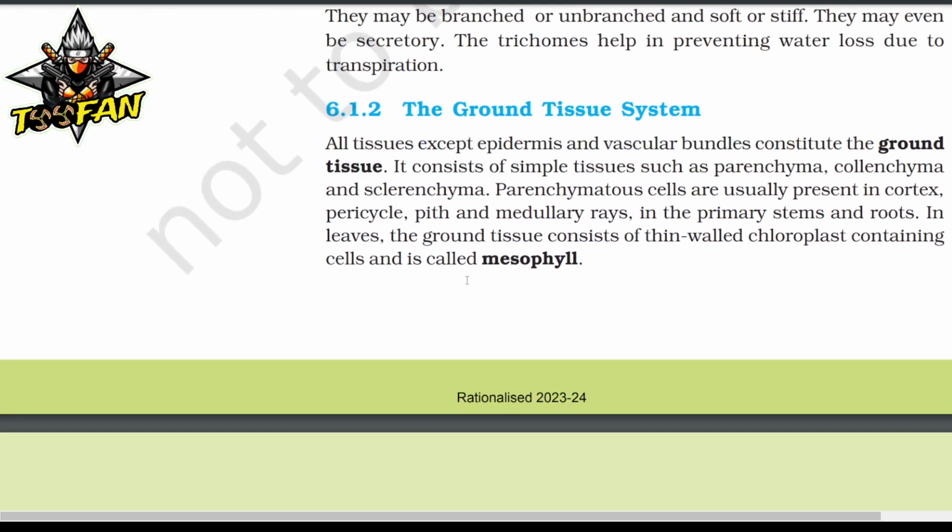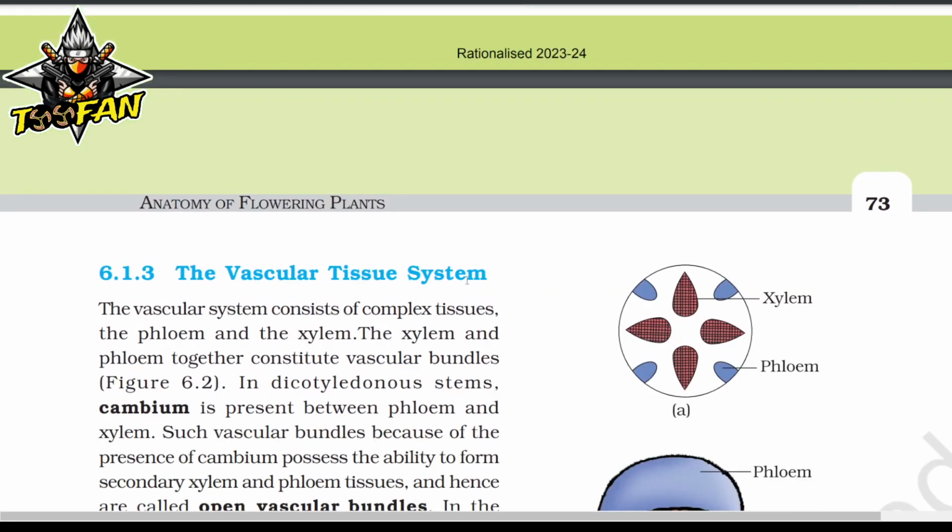The ground tissue system. All tissues except epidermis and vascular bundles constitute the ground tissue. It consists of simple tissues such as parenchyma, collenchyma, and sclerenchyma. Parenchymatous cells are usually present in cortex, pericycle, pith, and medullary rays in the primary stem and roots. In the leaves, the ground tissue consists of thin-walled chloroplast-containing cells and is called mesophyll.